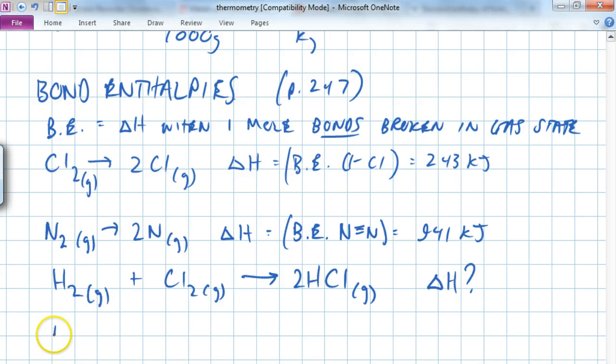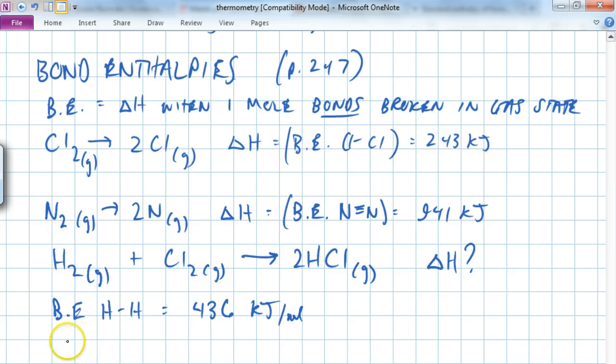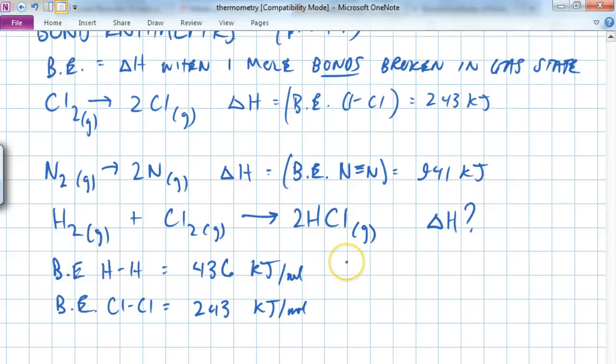Well, first of all, since we don't have our book in front of us, the hydrogen to hydrogen bond energy, looking on that table, is 436 kilojoules per mole. The chlorine to chlorine single bond energy is, as we saw up here, 243 kilojoules per mole. And the bond energy of hydrogen to chlorine is going to be 431.